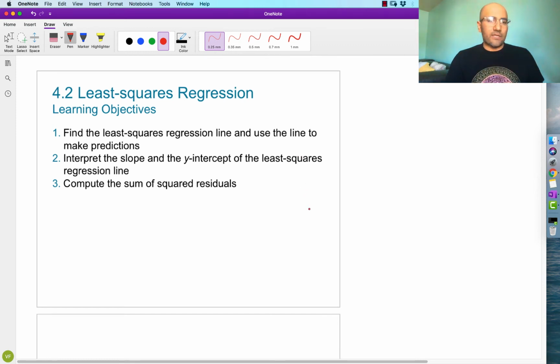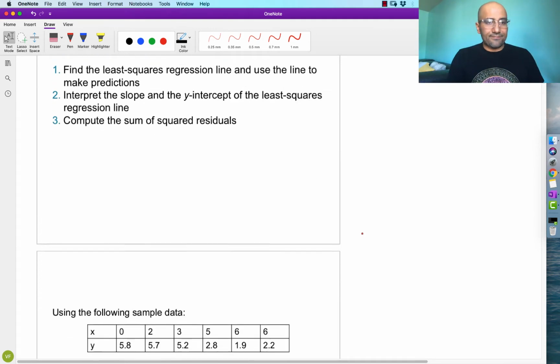Okay, Chapter 4, Section 2. In this section, we're going to learn about the least squares regression line. We're going to use this line to make predictions. We're going to interpret the slope and the y-intercept of the least squares regression line, and then we're going to compute the sum of squared residuals. Okay, so let's learn what all that is.